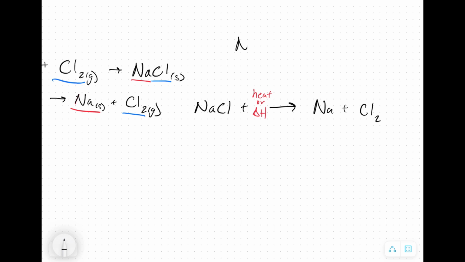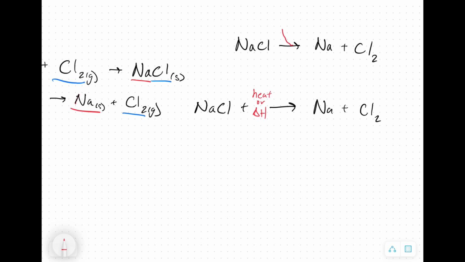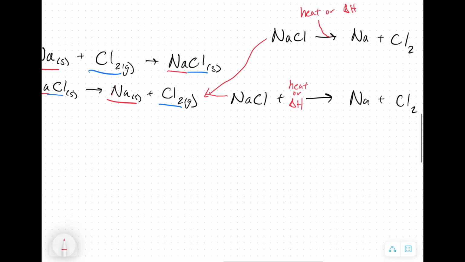You could also see it written like this. I could have also written it with a little arrow coming into this base arrow, and then I could write heat, or that delta H. Just means that I'm adding heat to this sodium chloride, and it's causing that to break down into 2 different elements. So these are 2 different alternate versions that you might see as decomposition.